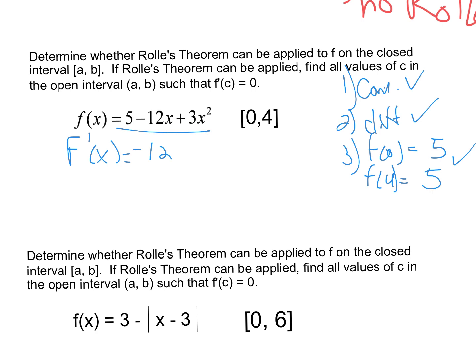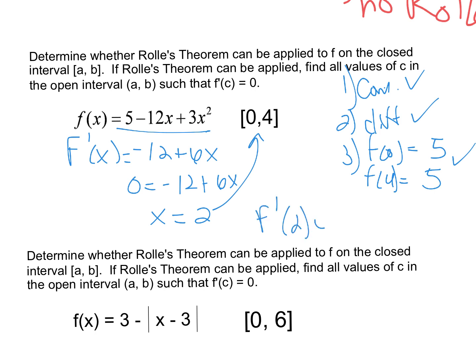So you get -12 plus 6x, solve that for 0. You end up with x equals 2. Is it in the interval? Yes, it is. So we can say f prime of 2 equals 0. Be careful, it's 0, not a random number.